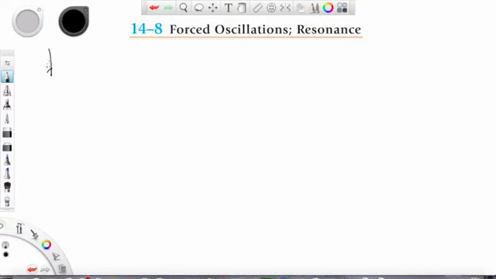We started this chapter by studying a simple spring mass system with k and m, where the only force acting on the mass was the restoring force of the spring, minus kx. From this we found the angular frequency of the system to be square root of k over m. This is the frequency that the system will oscillate with if it's left to its own means. It is also called omega 0, or the natural frequency of the system.